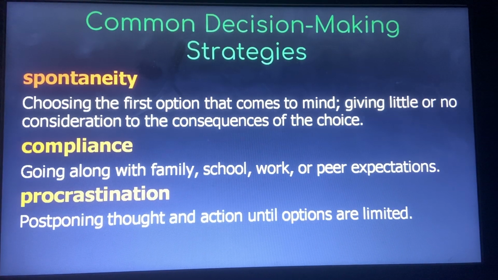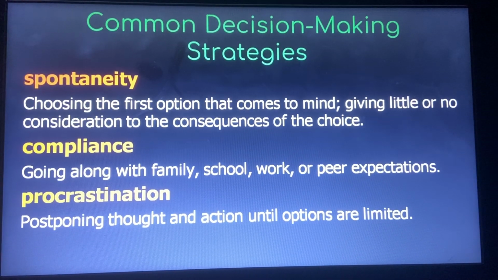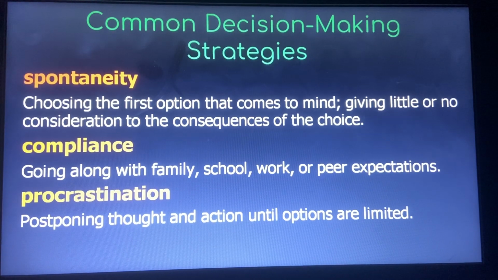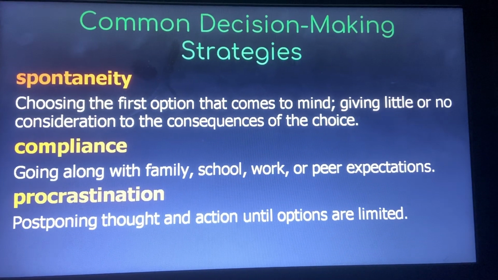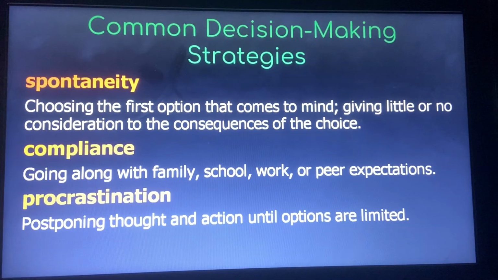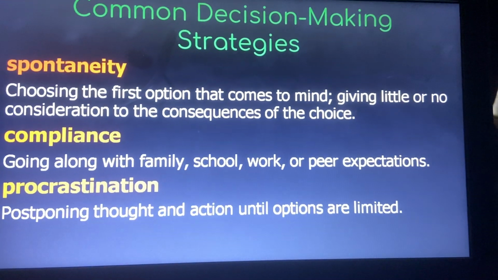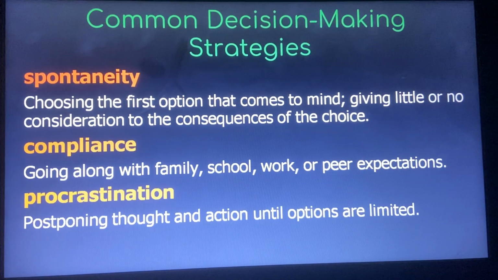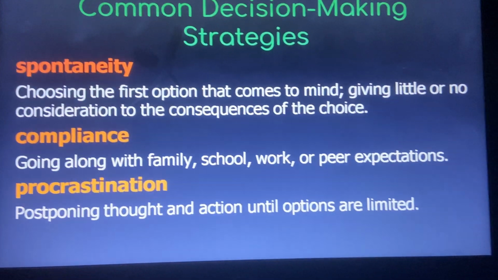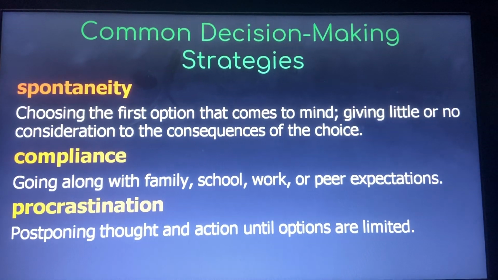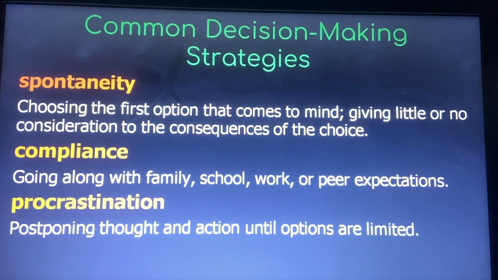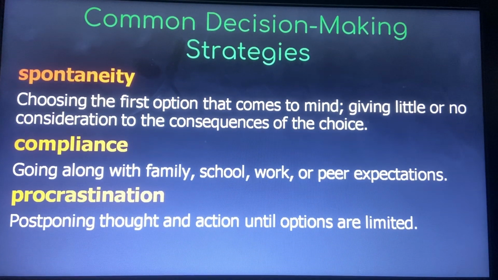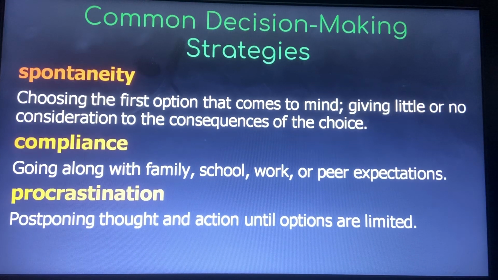Procrastination. So this is when you postpone thought and action until the options are limited. So you've waited until the last minute. They've sold out of everything. This always happens to me at Christmas. I want to get my daughter some Crocs that are tie-dyed, and she really wants these. Well, I waited until a week before Christmas, and they were sold out online, so she didn't get them. So I waited and waited and waited until the options are limited. So that's going to affect your decision making.